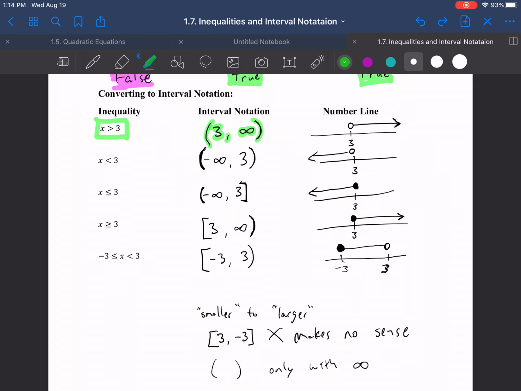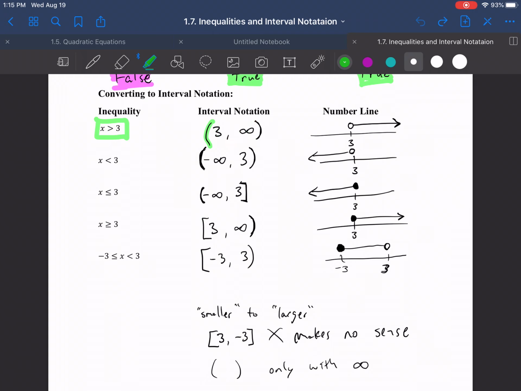So then let's go to this fourth one here. x is greater than or equal to 3. So we have the or equal to, so we put the bracket, and then it goes out to infinity. And then we have negative 3 is less than or equal to x, which is less than 3. So we put a bracket here. It goes from negative 3 all the way up to 3. It can't be greater than 3, and in fact, it can't even be equal to 3, so we put a parentheses there. So that's our interval notation. That's how you would draw that out.